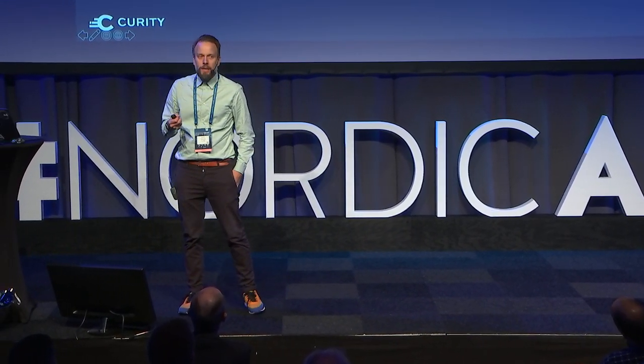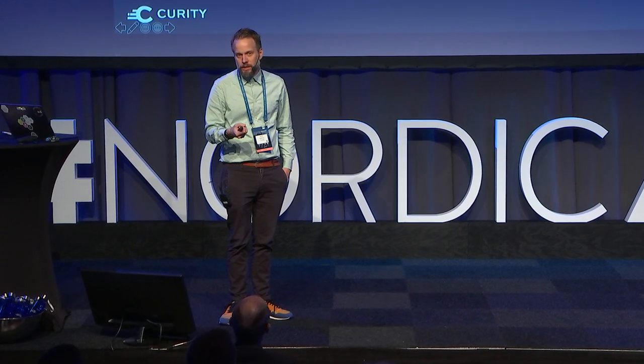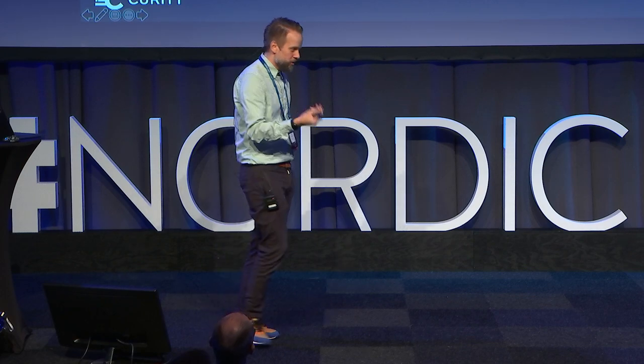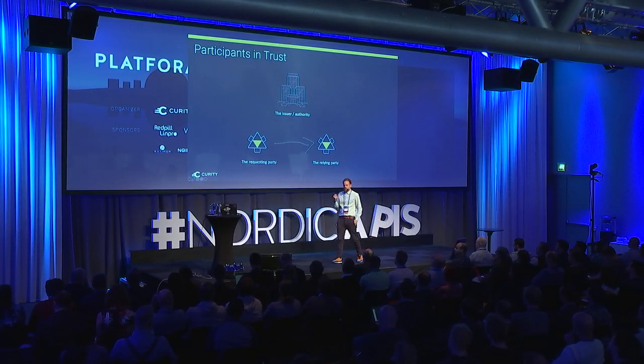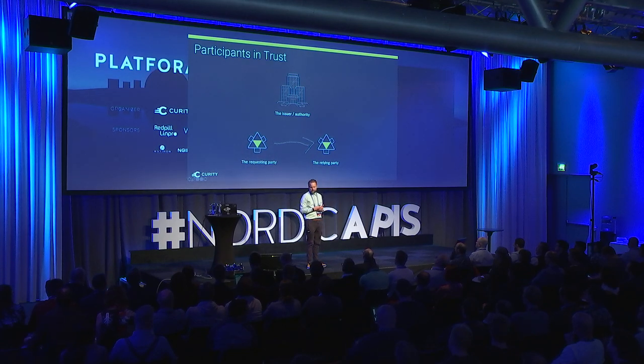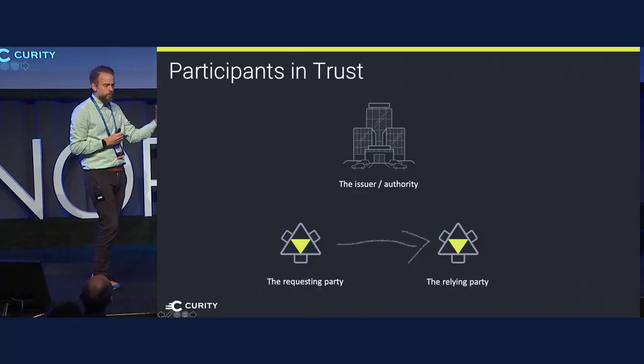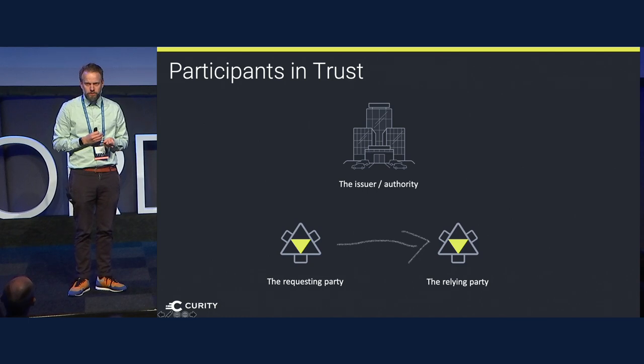But what it does is it helps us predict the correctness of a decision. If you can trust the data to be correct when it comes in, it's more likely that the decision you take will be accurate and that you won't get sued way later. Sued, perhaps not always the problem, but you get my point. So trust works like this. In a simple scenario, you define a common party. We call it the issuer or the authority. And then you have a requesting party and a relying party. And essentially, the requesting party wants to do something at the relying party.